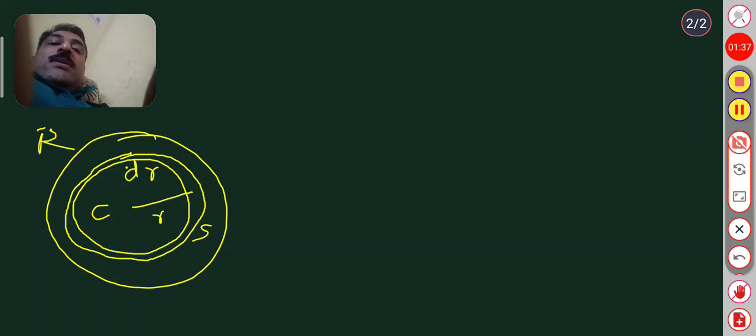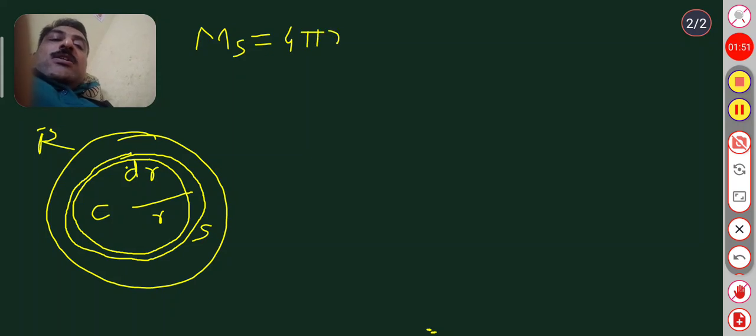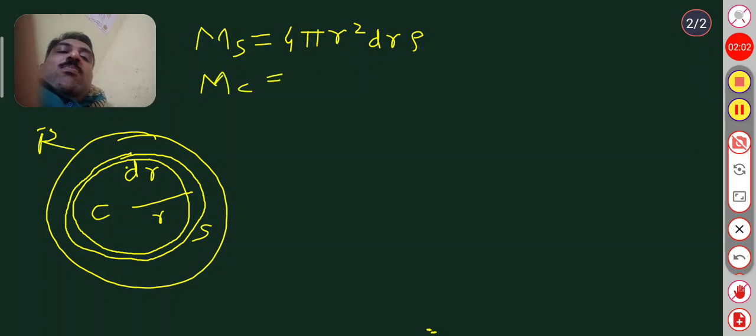So what is the mass of the shell? The mass of the shell is volume into density. The volume of the shell is 4 pi r square into dr, so this is the mass of the shell. And what is the mass of the core? The core is a solid, with a volume of 4 by 3 pi r cube, into density. This is the mass of the core.